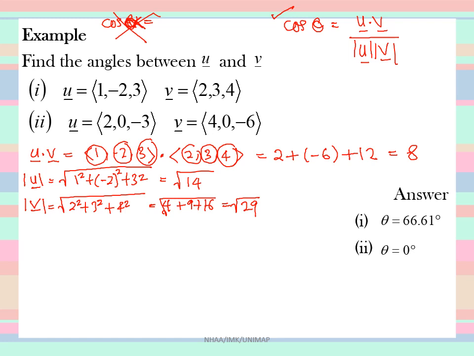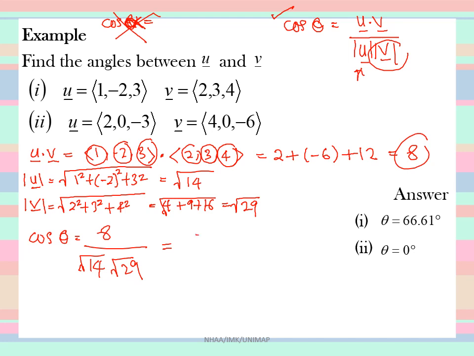Alright, now apply everything into the formula of cos theta. U dot v is 8. Okay, magnitude of u is square root of 14. Magnitude of v is square root of 29. So this will give you 8 over the square root of 406. So this is equivalent to 8 over 20.15.